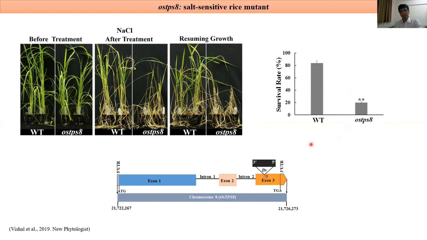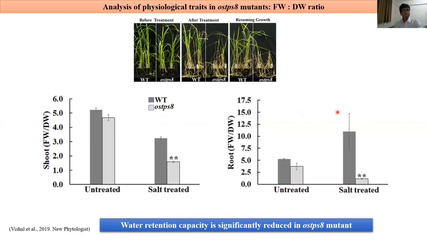That confirms the salt sensitivity nature of this mutant. After confirming the salt sensitivity nature, we analyzed some of the physiological traits that are associated with the salt stress. One of the most important physiological traits is water retention capacity, that is measured by the fresh weight by dry weight ratio. We measured this upon treatment and before treatment.